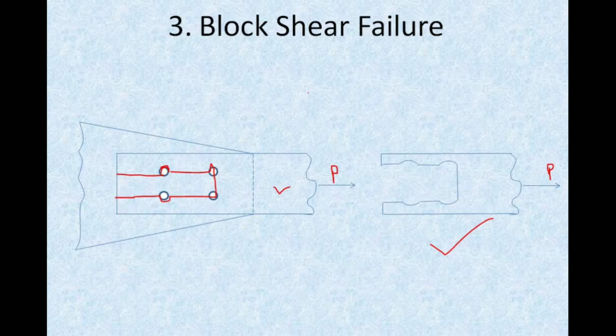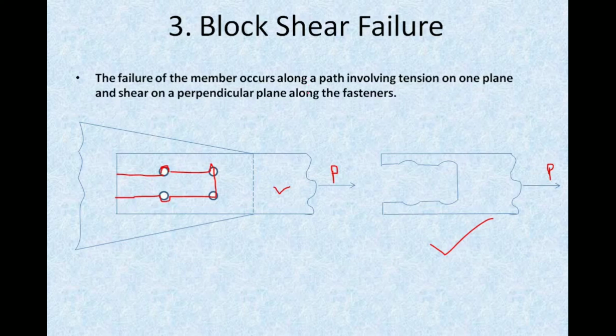Okay, so one more thing, the failure of the member will occur along a path involving tension on one plane and shear on a perpendicular plane along the fasteners. Since this is the pull, obviously the tension plane will be this. If we see, this is your tension plane, and this portion, this plane perpendicular to the fasteners, is your shear plane. Okay, is your shear plane.